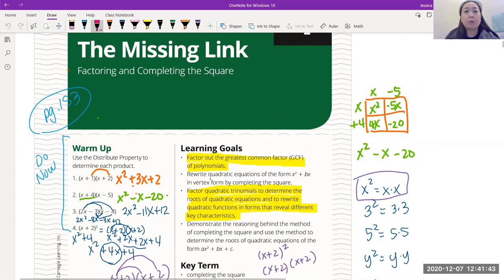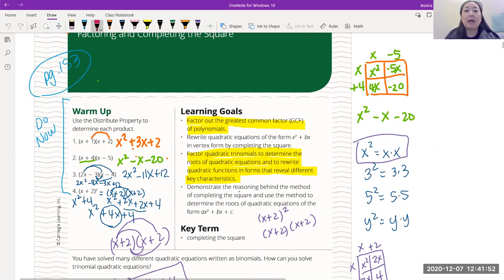Today's learning targets, we're going to be rewriting the quadratic equation in the form of x squared plus bx in vertex form by completing the square. Kind of. We're not going to be writing it in vertex form, but we are going to be solving for x for that, right? And demonstrating the reason behind the method of completing the square, and use the method to determine the roots of quadratic equations of the form ax squared plus bx plus c. That we're going to do.